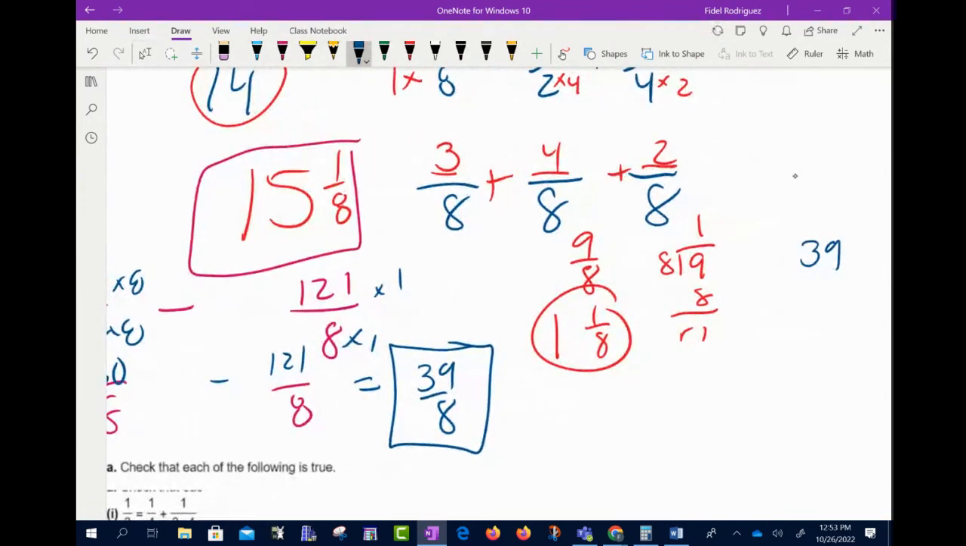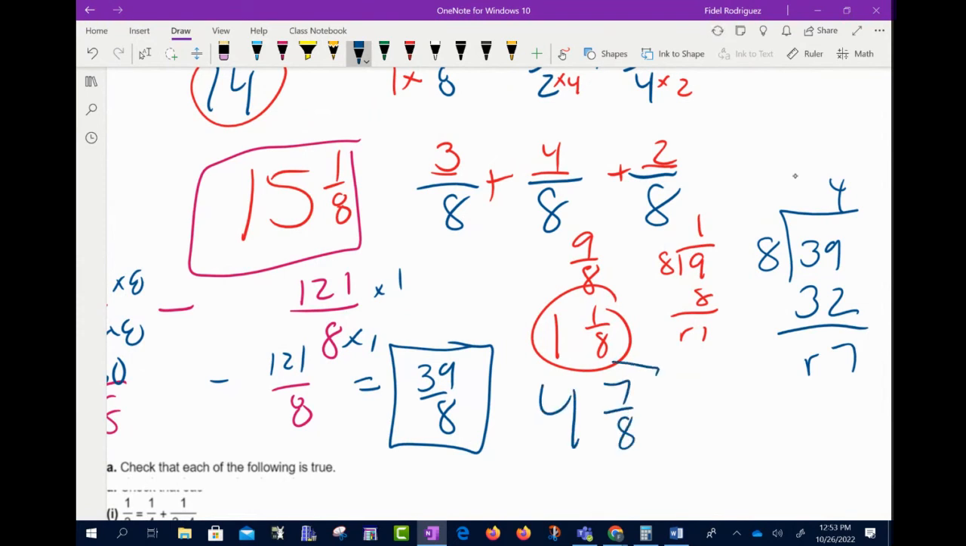If they do ask you to write it as a mixed number, remember, you're just dividing. 8 goes into 39 4 times with a remainder of 7, which is 4 and 7 over 8. Again, I'll put it this way, y'all. In all my college classes, improper fractions are perfectly fine. But I do remember elementary school, everything was a mixed number, right? Because it's kind of easier to understand that idea of a mixed number, okay?